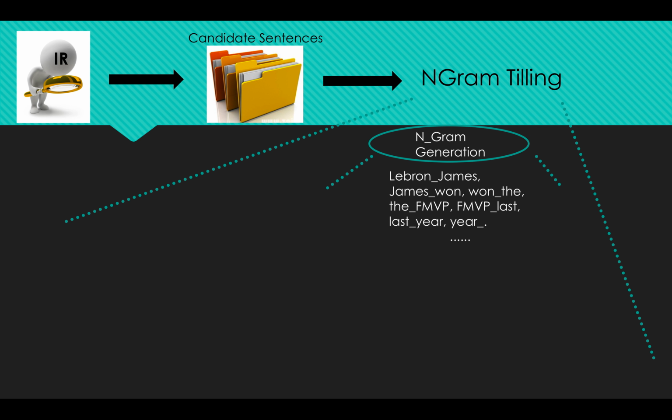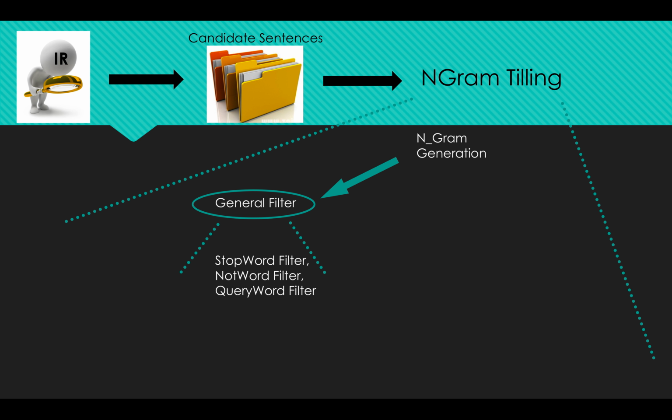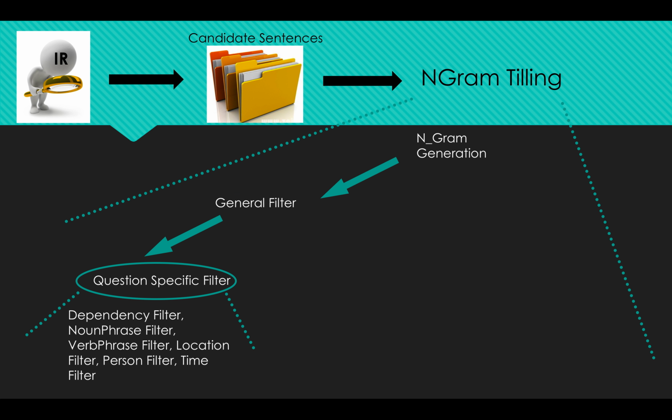This is one of our answer extraction algorithms for WH questions. It's called n-gram tiling. First, we generate n-grams from the candidate sentences the search engine returned, and we apply some filters to remove irrelevant words like stop words, negation, and query words like what, how, why. Further, for different questions, we can use question-specific filters such as the dependency filter, noun phrase filter, verb phrase filter, location, person, and time to do further filtering.